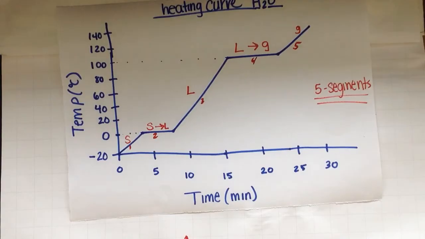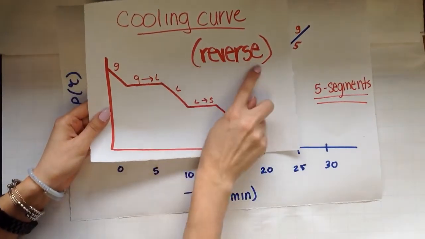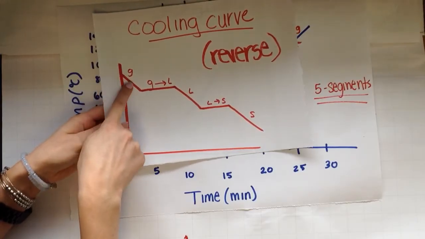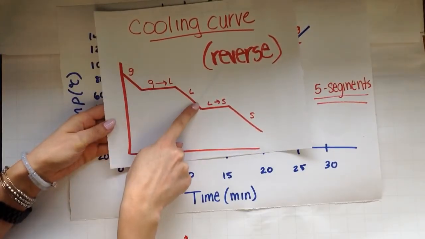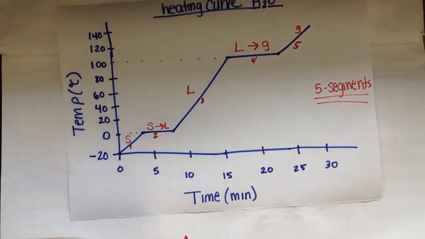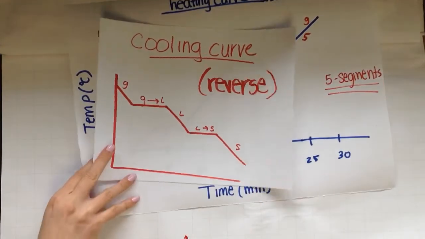Okay, so another new concept that we're going to learn is a cooling curve. But it's really not new because it's the same thing as my heating, just in reverse. So notice I start off here up high at a high temperature with a gas, go from gas to liquid, liquid to solid, and then down to solid. Okay, so it's the same concept, it's just reverse. Heat is being removed instead of entering.